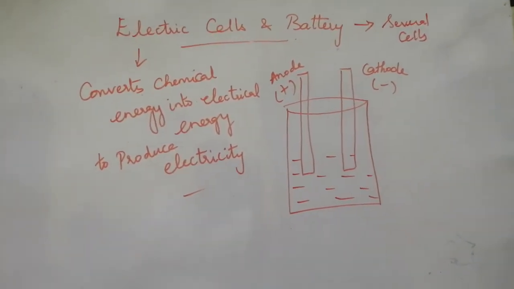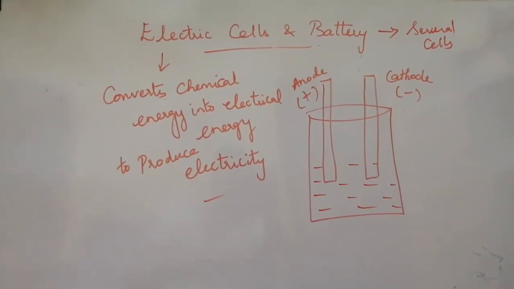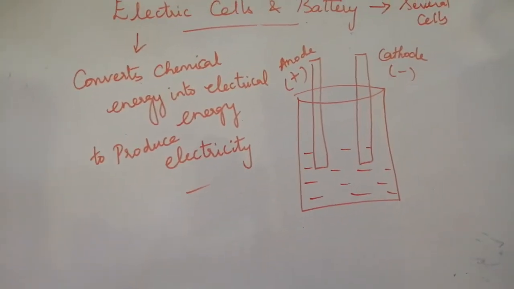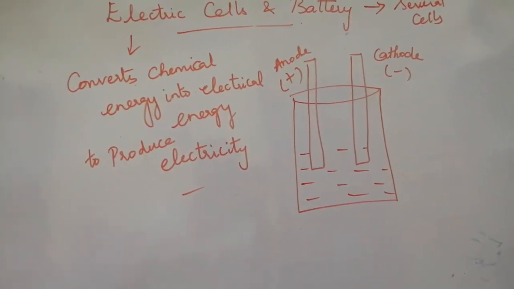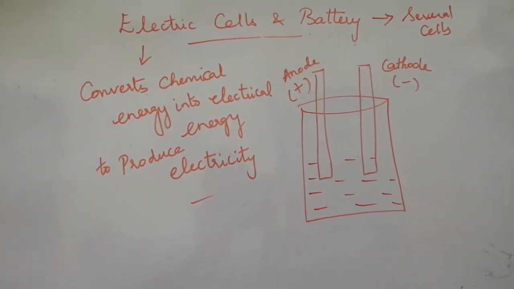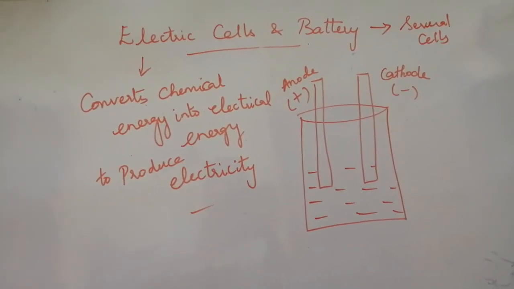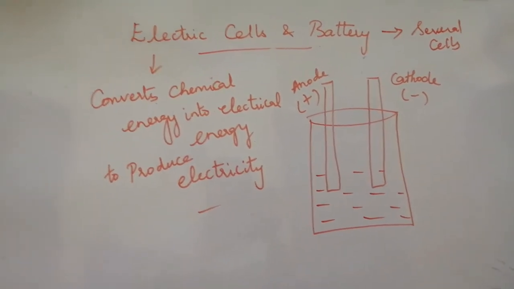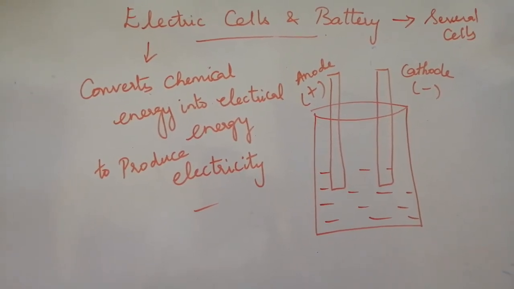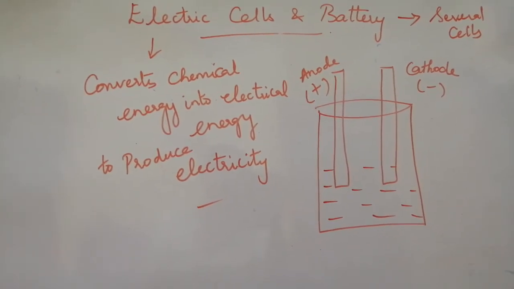Electric cells and battery. An electric cell is something you would have already studied in your previous classes. It will have an anode and a cathode immersed in a chemical solution, and a reaction will take place between the anode, cathode and the chemical solution, and energy will be produced. This is the electric cell, and this is common for all kinds of cells. An electric cell converts chemical energy into electrical energy, and this electrical energy will produce the electricity.